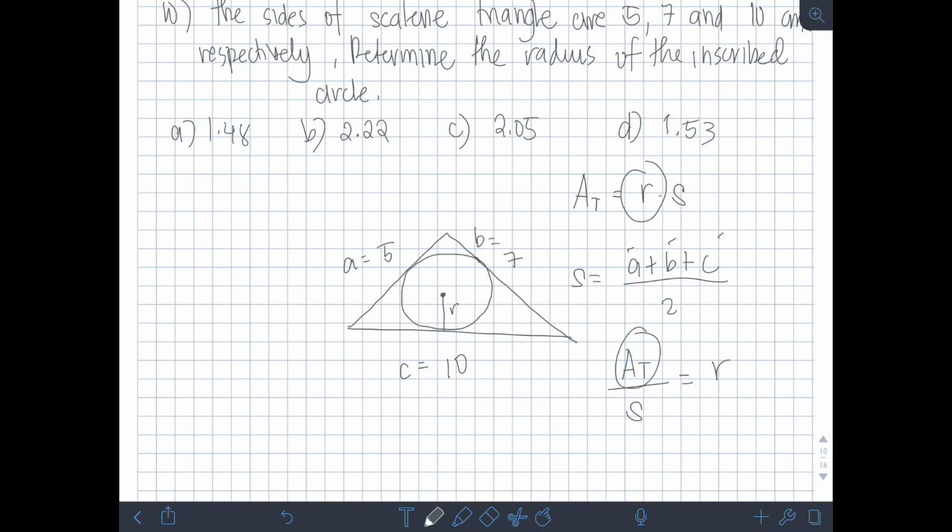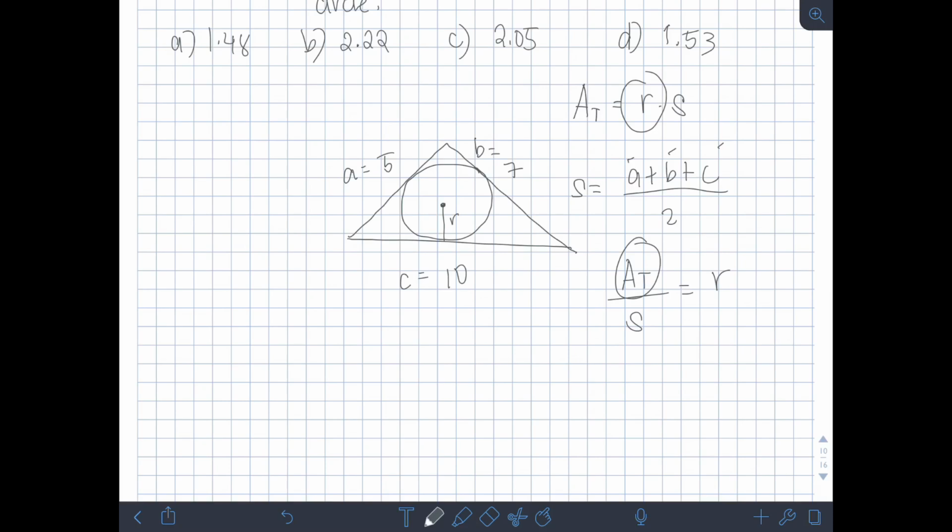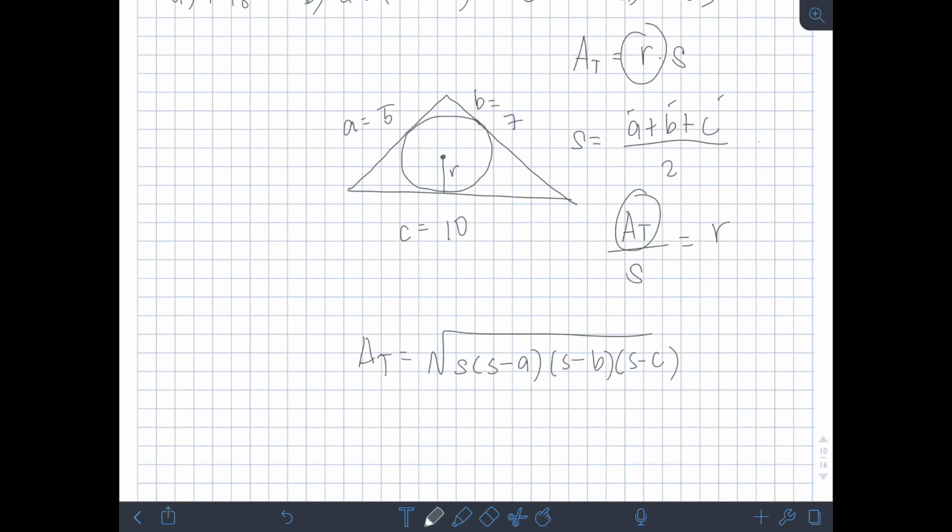Pero, hindi natin alam yung area ng triangle. Pero, pwede nating masolve to using Heron's formula. So, using Heron's formula, equal to sa square root of S times S minus A times S minus B times S minus C. So, masasolve natin itong S at alam natin yung A, B, C. So, masasolve natin yung area. So, therefore, solve muna natin yung area as square root of yung S natin ay 5 plus 7 plus 10 over 2.